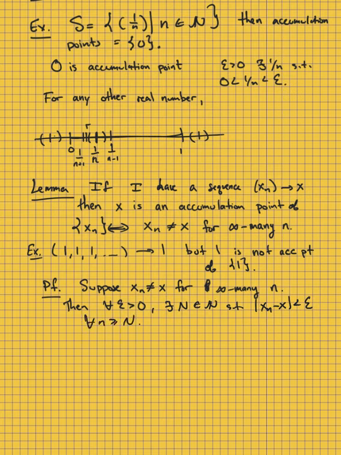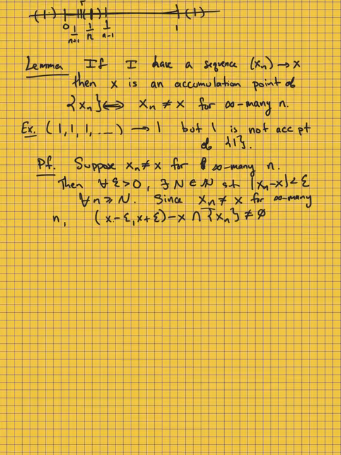Okay, and since the xn's are not equal to x for infinitely many n, if I look at the intersection of (x minus epsilon, x plus epsilon) minus {x} with the set containing all the xn's, this will be non-empty. Okay, so I can go out far enough in my sequence where this term is not equal to x, and that one will have to be within epsilon.